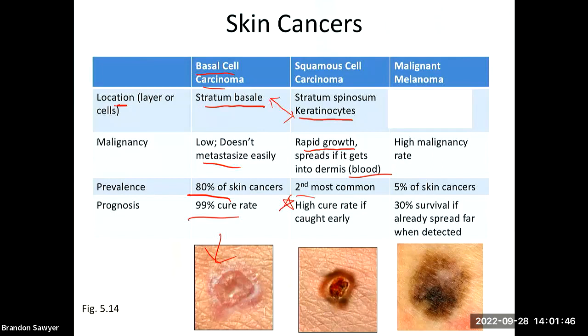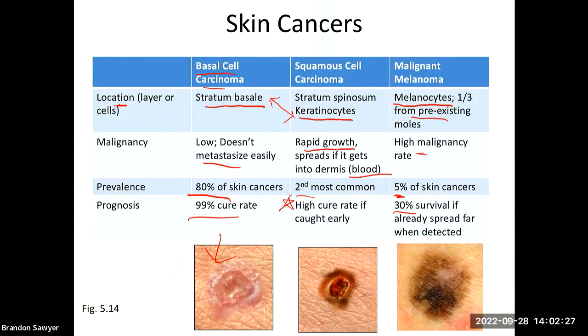The bad one that we're always very worried about is malignant melanoma. Okay, this is from the melanocytes. This is not the keratinocytes like the other ones were. This is the melanocytes, the ones that are making that melanin protein, putting it into the other cells. About a third of them are from moles that people already have on their skin. Very high malignancy rate. About 5% of skin cancers fall into this category, and there's about a 30% survival if it's already spread far out when it's detected. So that's not a good survival rate. 30% survival rate is pretty bad.